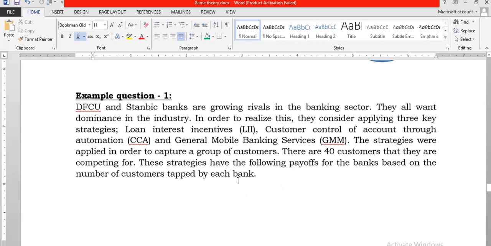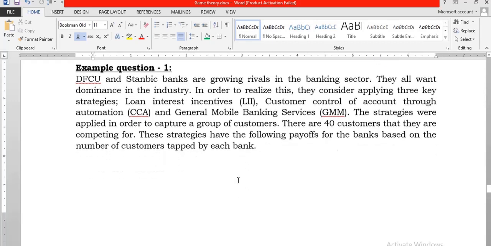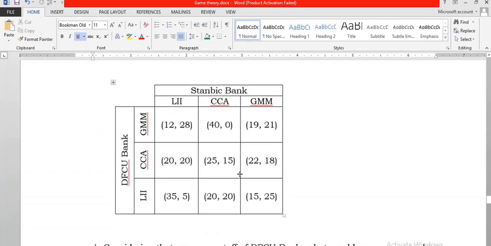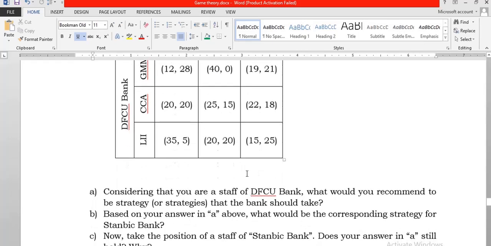So now the question provides you with the payoffs, as I told you before. These are the payoffs. And the beauty about this is that both banks are using the same strategies. But automatically, because of the difference in resources, the same strategy may have different payoffs depending on which bank is using the strategy. So question number 1.